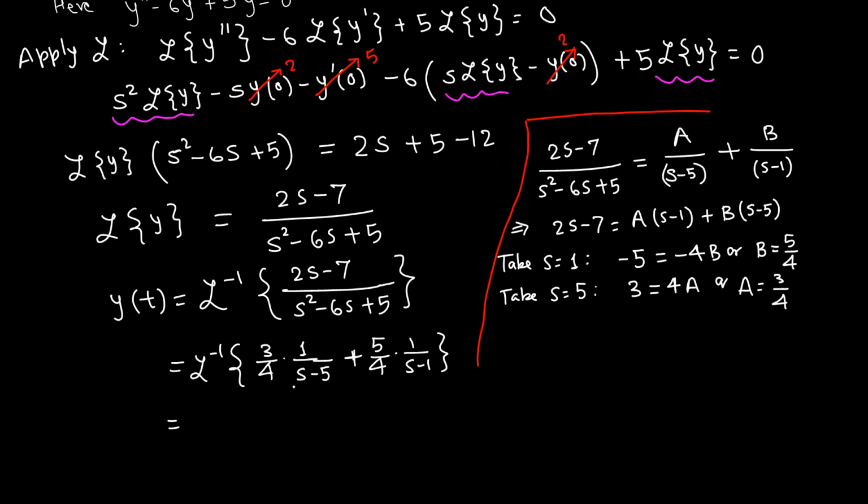Now let's take the inverse Laplace transform. So 3/4 stays there, and the inverse Laplace of 1 over s minus 5 is e raised to 5t. If you look at the table, the Laplace of e raised to alpha t is 1 over s minus alpha. Similarly, this is 5/4 e to the t. This is the solution for the given initial value problem. Final.